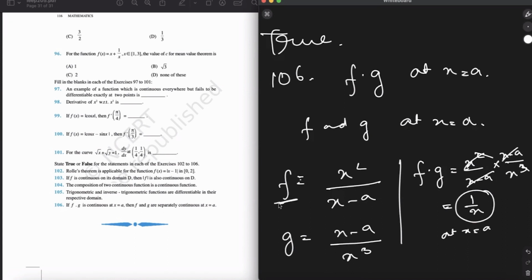But f and g were separate. This was continuous, I agree. But was this continuous at x equals a? No.